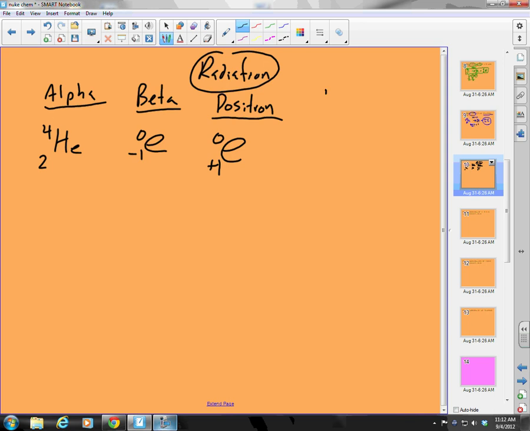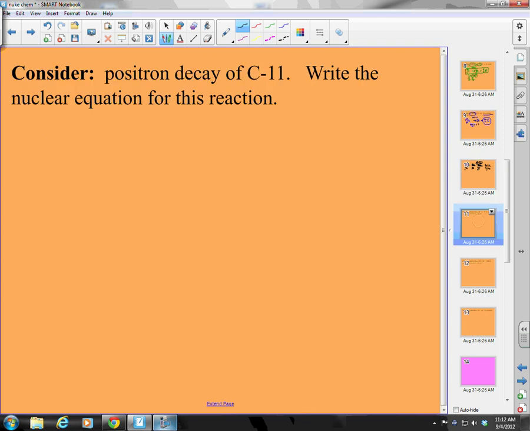And then we have gamma. And in gamma, what is emitted? Energy. Only energy is emitted. No effect on atomic number or mass number. And we use something that looks like that as the symbol for gamma. Good. Okay, so that's our quick review, and let's get right back at it.